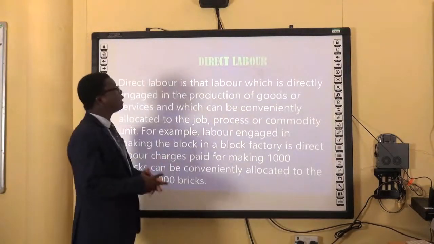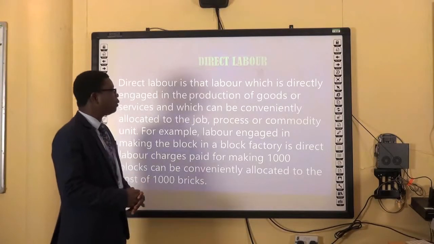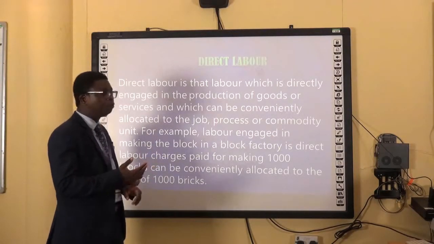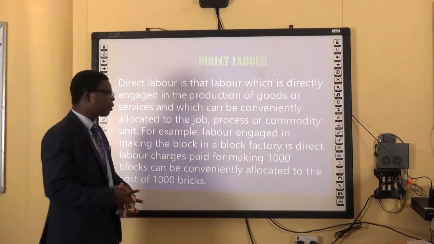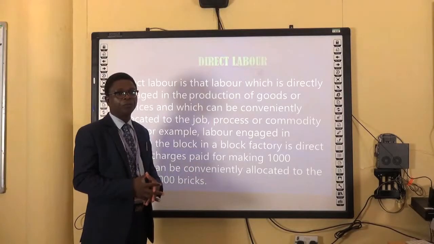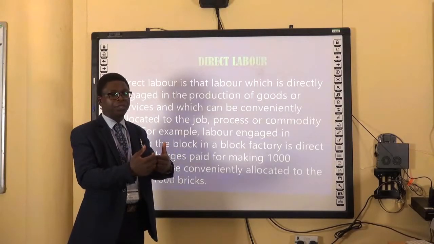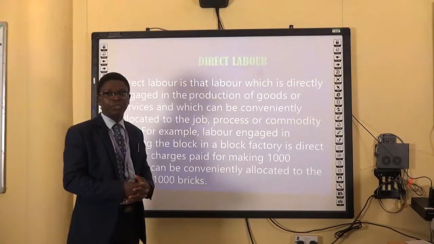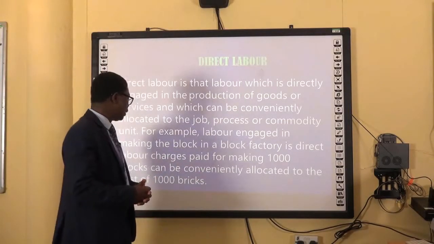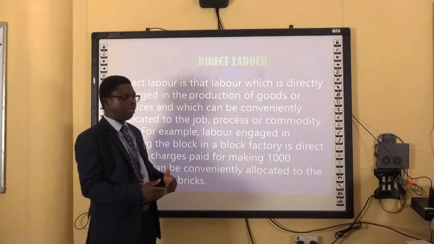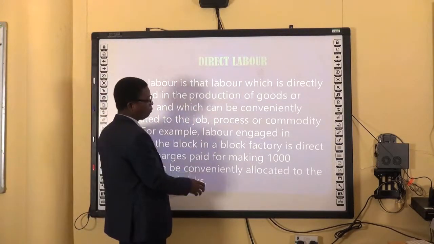Going further on direct labor, direct labor is that labor which is directly engaged in the production of goods or services and which can be conveniently allocated to the job, process, or commodity unit. For example, labor engaged in making blocks in a block factory is direct labor. A laborer could be paid based on the number of blocks he has made in a block manufacturing factory. So the charge in such a factory is a direct labor cost, meaning that the payment is based on the number of blocks that have been made by the worker.